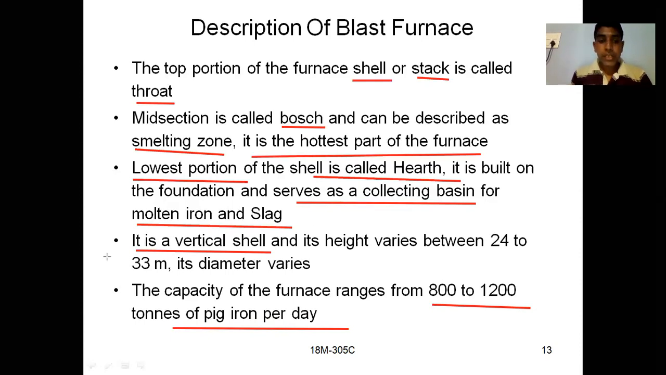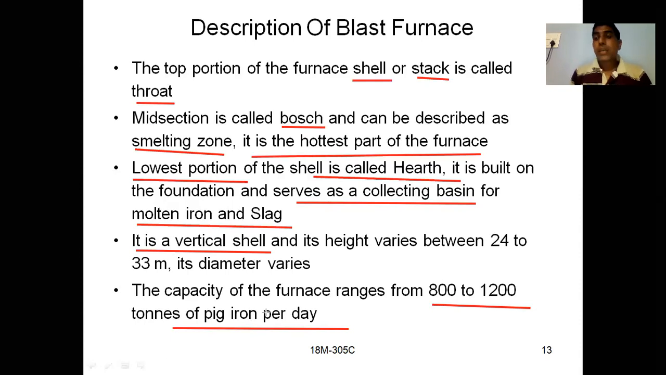And if you see here, it is a vertical shell, so you are having a certain height. How much height will be there generally? What is the height variation in that one? The height variation will be generally 24 meters to 33 meters. You are having the height variation, and its diameter also varies from top to bottom.